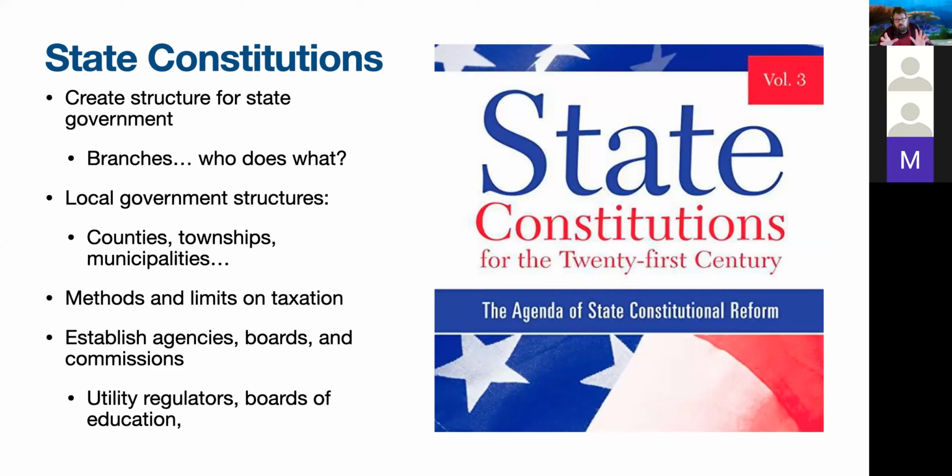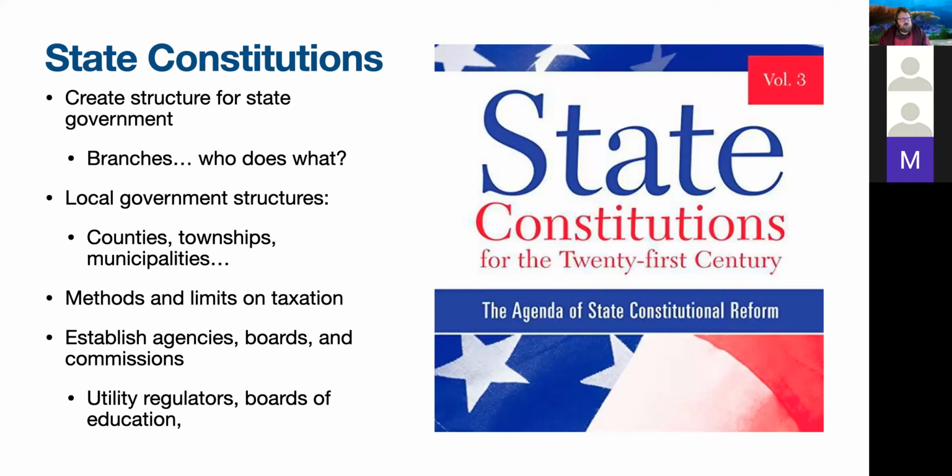Now, those three branches might look different state to state, but all 50 states have three branches, and they're all essentially the same three branches. Now, they may have a one house legislature versus a two house legislature. Their governor may serve a 2-year term versus a 4-year term. So it's not one-to-one. There are differences, but the basic three branches are the same.